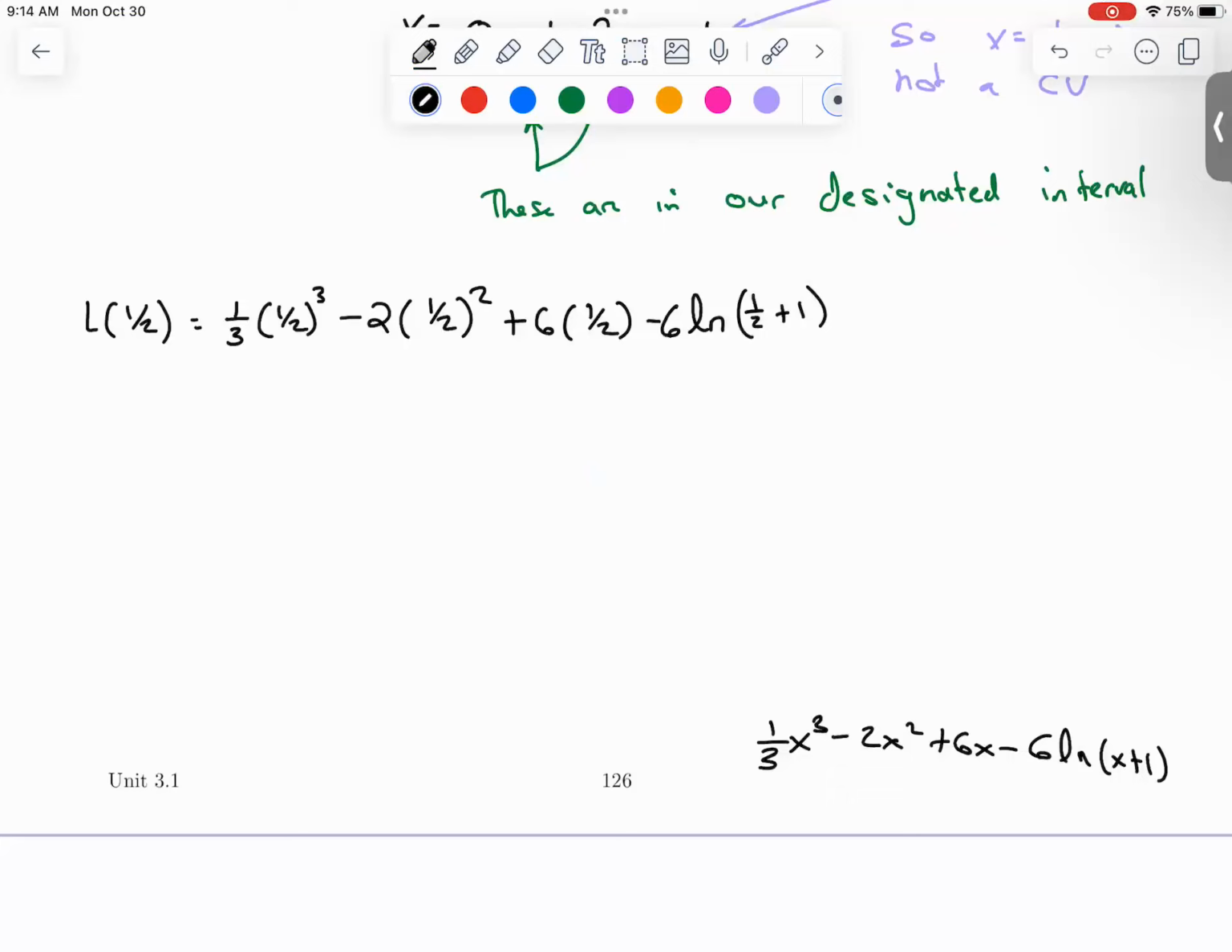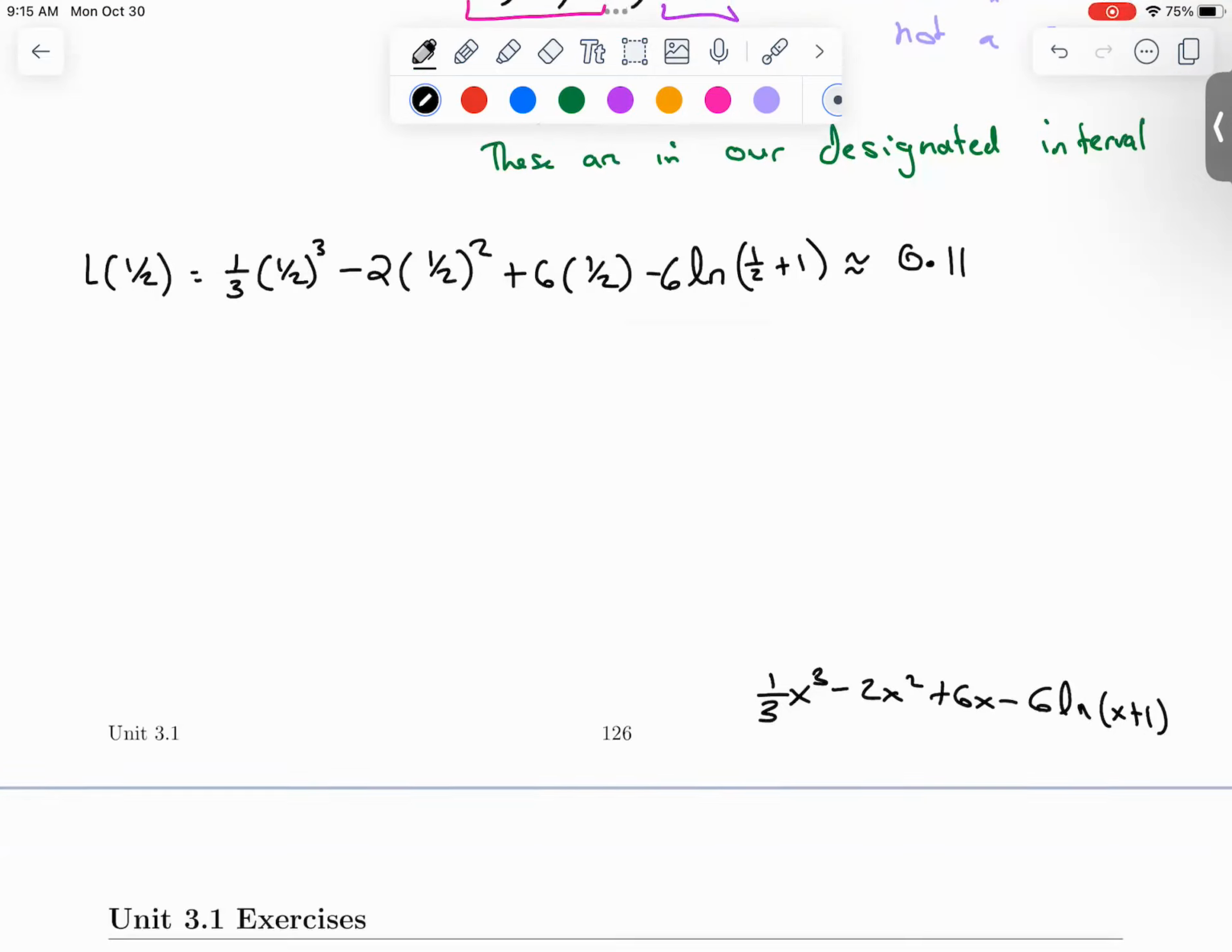So 1/3 times 1/2 cubed, sorry. Minus 2 times 1/2 squared plus 6 times 1/2, or just 3. And then minus 6 ln of 3/2. And I get roughly 0.11. I'm going to approximate.